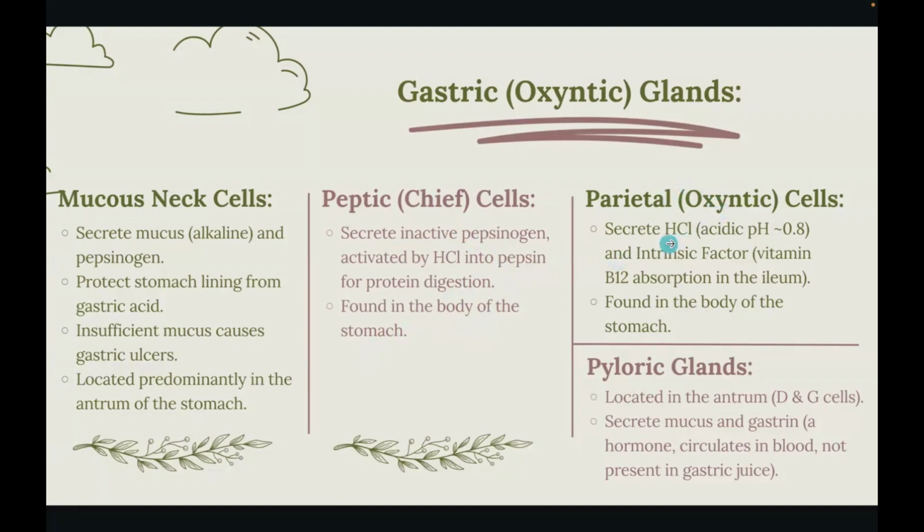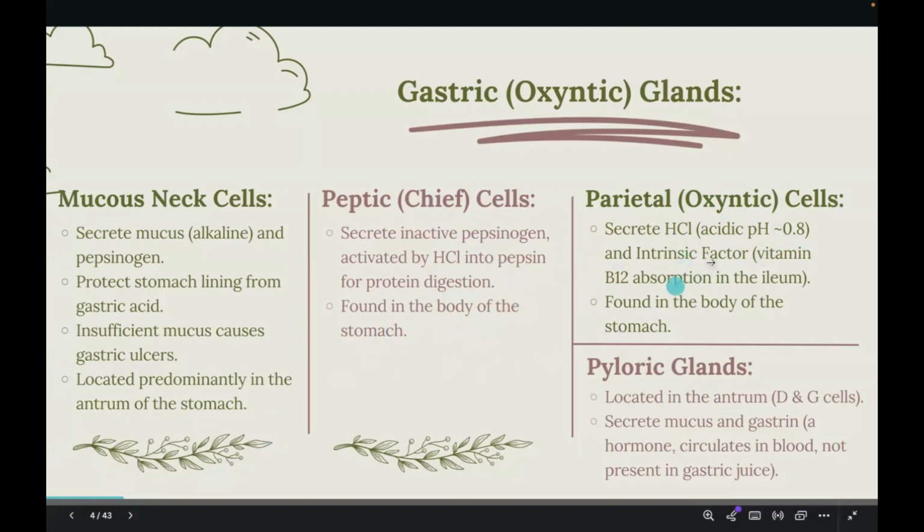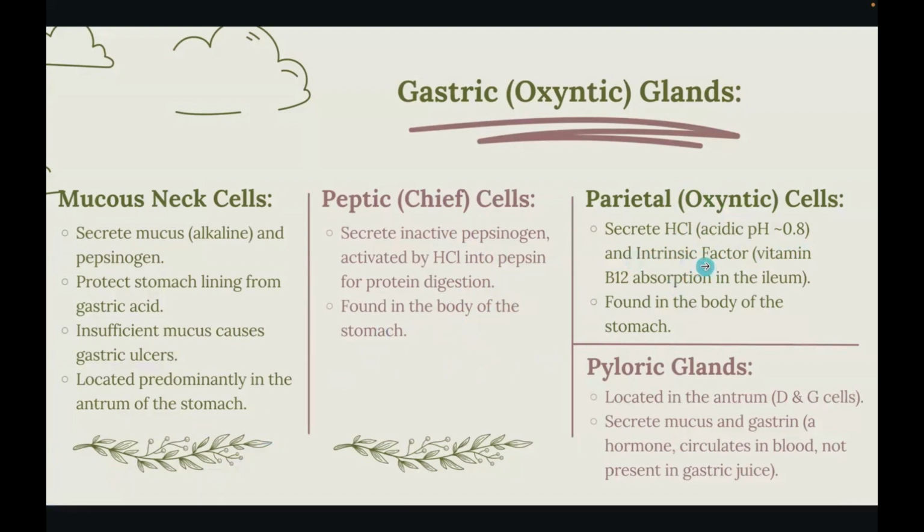Now, for the parietal cell, as you guys know, it secretes HCl, hydrochloric acid, and this is the main factor that makes the gastric juice so acidic, with a pH of 0.8, which is very, very low. It also secretes the intrinsic factor. Now, what is the intrinsic factor? You don't really have to know it in detail. It's just a factor that binds with vitamin B12 and takes it all the way to the ileum, the lower end of the small intestine, and it helps in absorption. You don't have to know it in detail in this lecture at least, but just know it releases HCl and intrinsic factor. And again, it's found in the body.